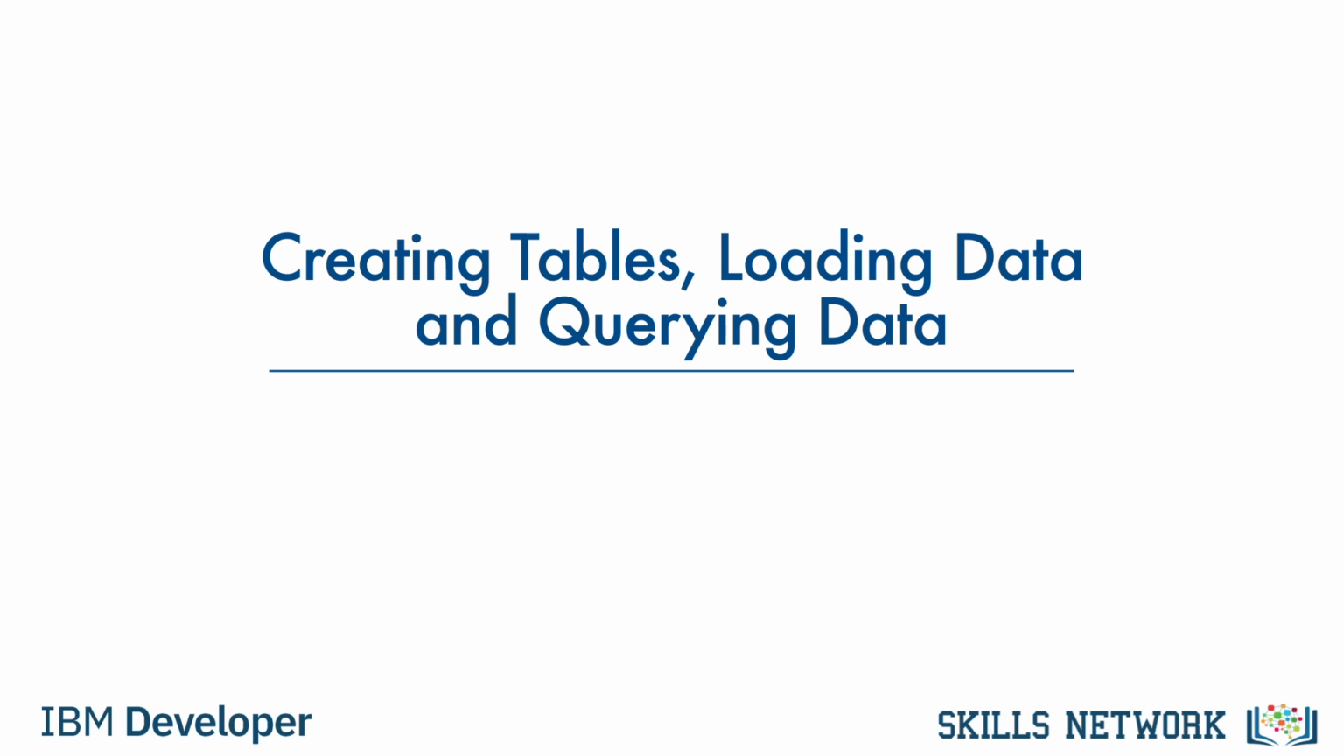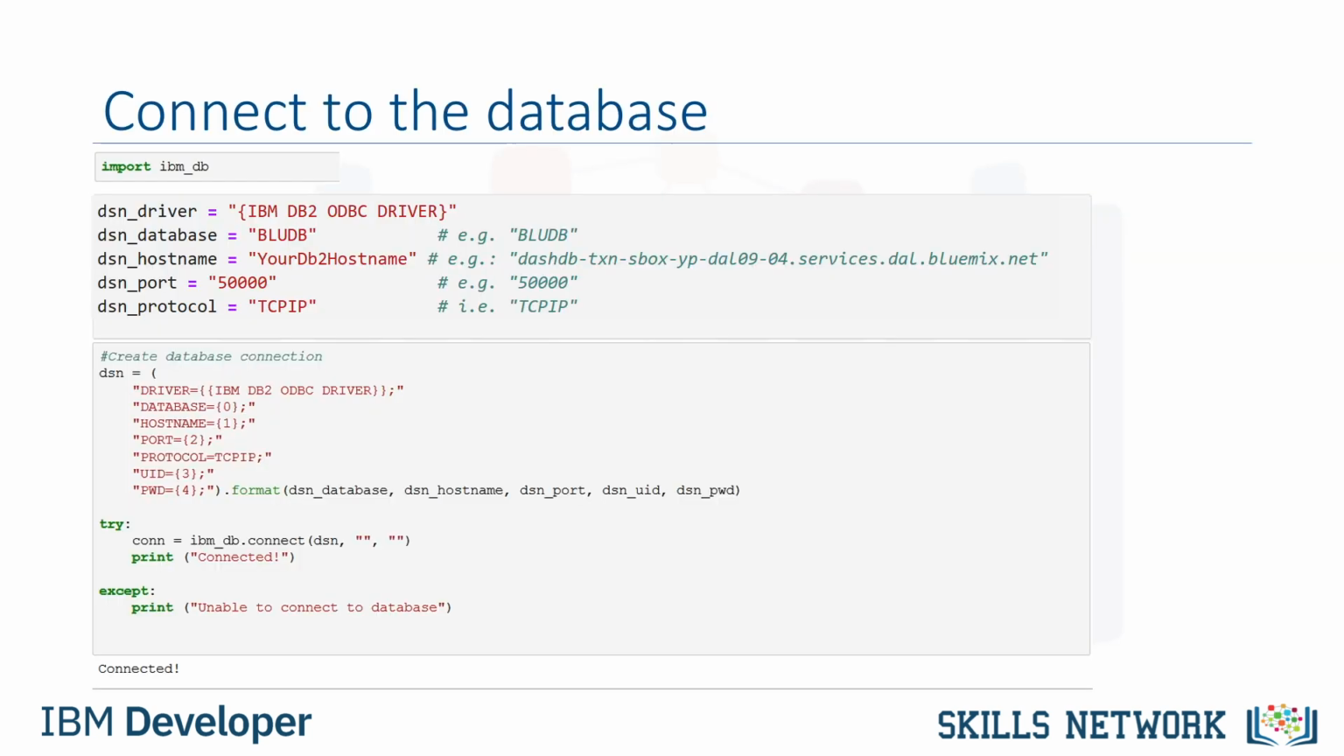After completing this lesson, you will be able to understand basic concepts related to creating tables, loading data, and querying data using Python, as well as demonstrate an example of how to perform these tasks using the IBM DB2 on Cloud database and Jupyter notebooks. For this example, we will be using DB2 as the database. We first obtain a connection resource by connecting to the database by using the connect method of the IBM_DB API.